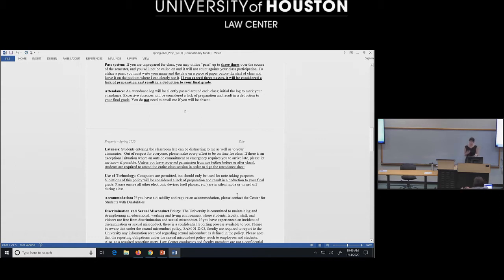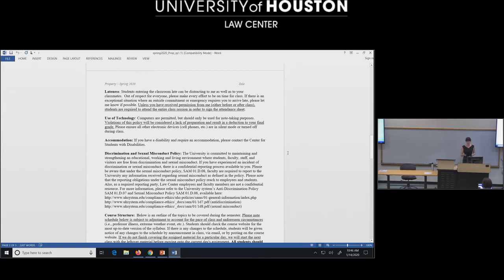And unless you have permission from me, either that you got before class because you emailed me about a known lateness coming up, or a known early departure, or that you come speak to me after class, you can't sign the sign-in sheet unless you're here for the entire class. Again, unless you've gotten permission from me.